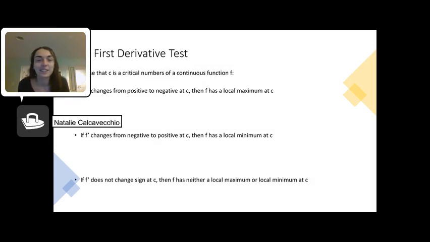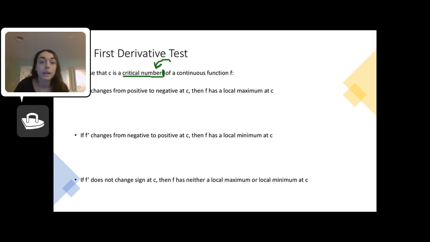Okay, class, we are finally getting to our first derivative test. So this is new information from here on out. I want you guys to all keep your attention on me during this lesson, okay? So it says, suppose that c is a critical number of a continuous function f. So going back to our definition, a critical number happens when? When the slope is, that's right, when the slope is 0 or undefined.